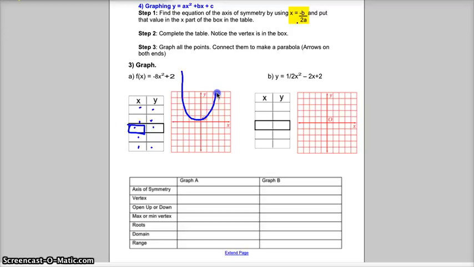These graphs don't shoot straight up because that's not a function, so you've got to do your best to give them a little curve. All right, so let's get graphing. I'm going to do the first one. You're going to finish the second one on your own.